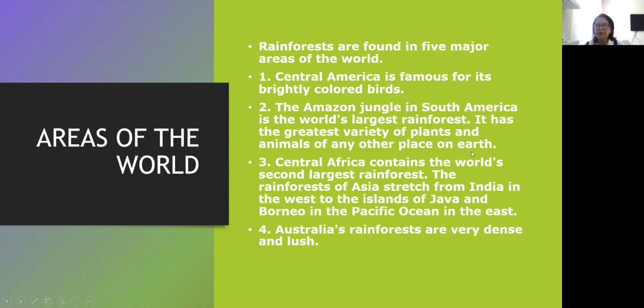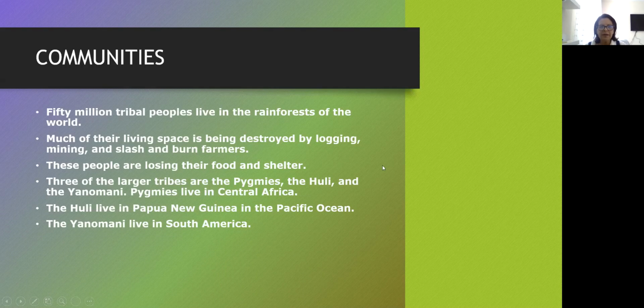Areas of the world where we have rainforests, as I said, looking at the map: we have Central America. We also have the Amazon jungle in South America, which is the largest rainforest that we have around the world. Central Africa is the second largest rainforest, and also Australia's rainforests, which are very dense and lush, but not as big as the previous ones.